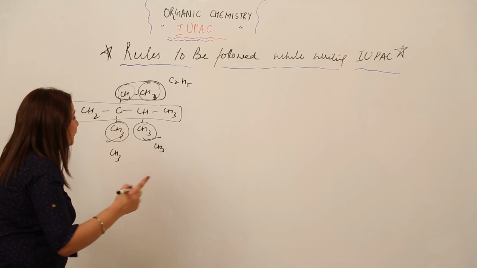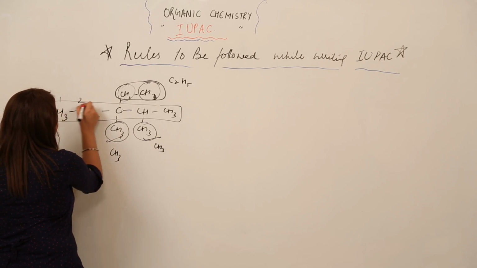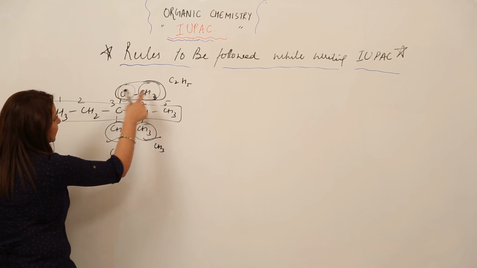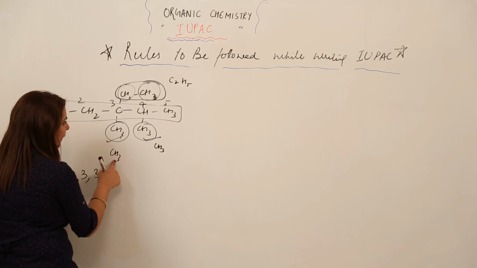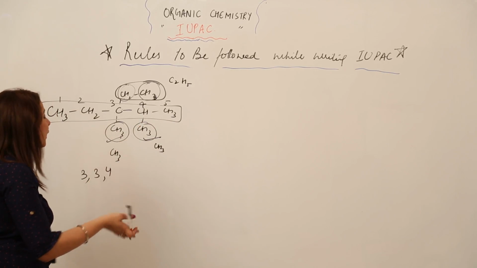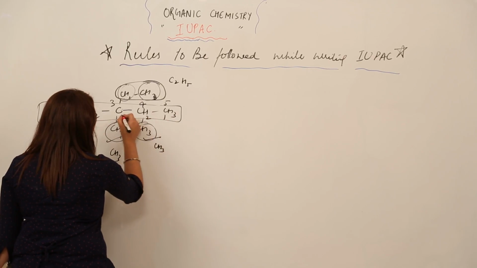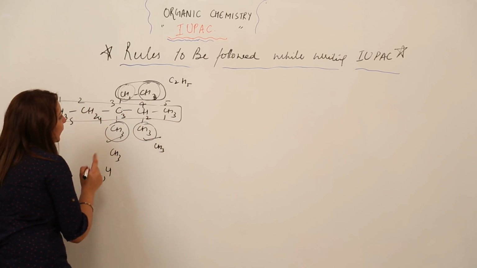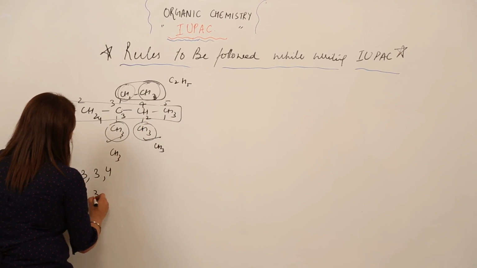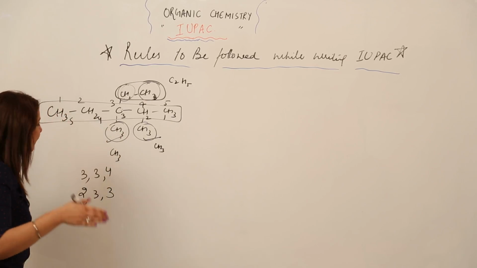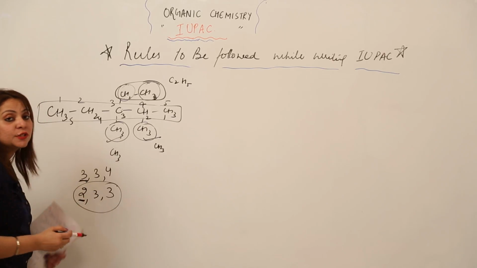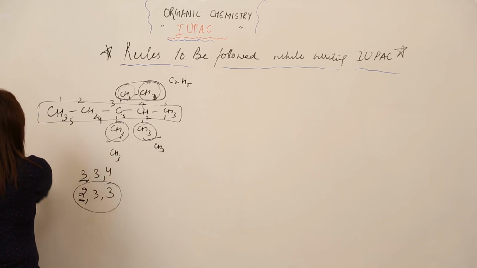So if I number from this side, 1, 2, 3, 4 and 5, then the substituents are getting the number 3, as we can see 3 ethyl, 3 methyl and 4 methyl, meaning the positions are 3, 3, 4. But if I number from that side, 1, 2, 3, 4, 5, then what do I get? I get this methyl group at the 2 position, and I get 3 and 3 positions. So if I use the lowest set of locants, this is preferred, because out of 3 and 2, 2 is smaller, you know that. So this numbering is preferred, right.